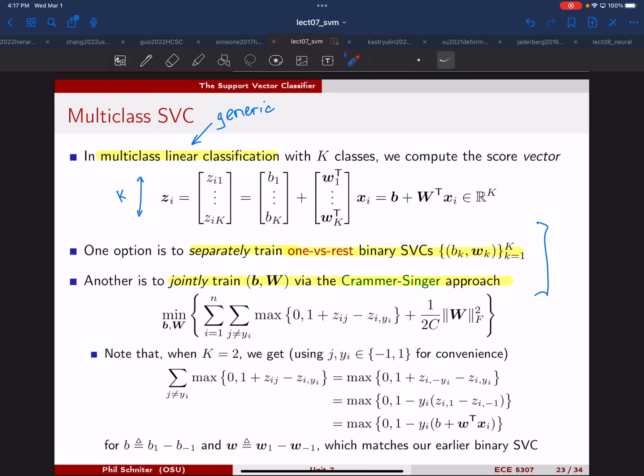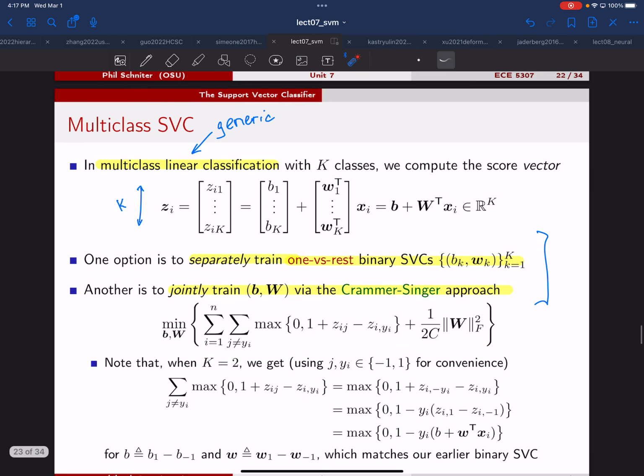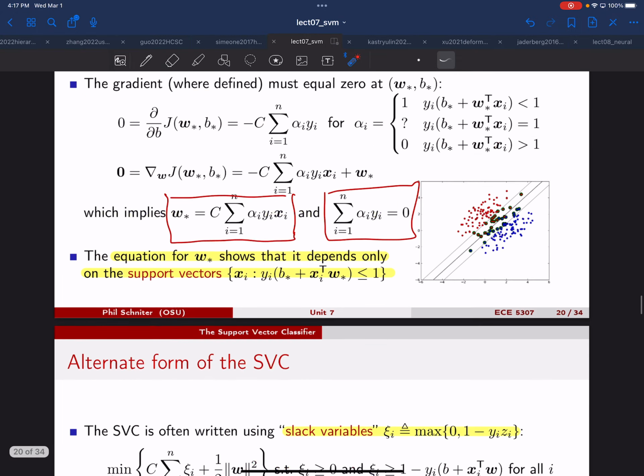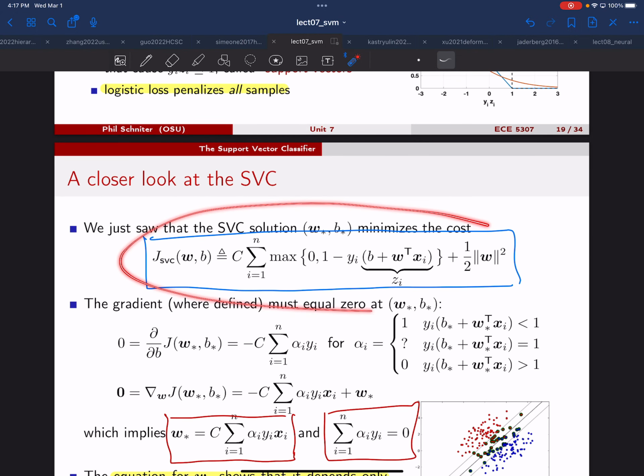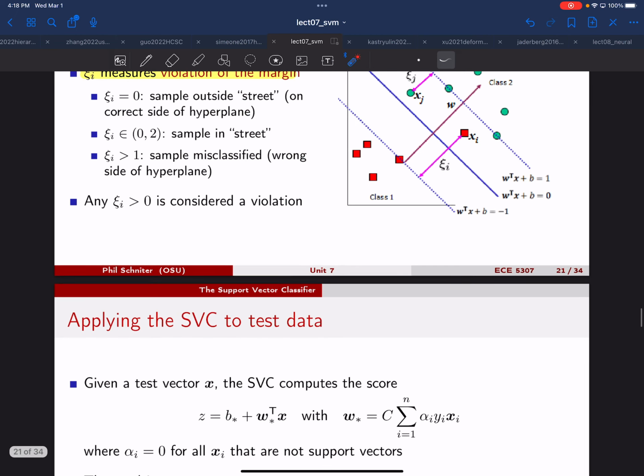Okay, so when you look at this, it's not so different from what we had before. This is what we had before in the binary case. This is a vector 2-norm, and you have a sum over the training samples, you have your C, and you have this max of 0, 1 minus yi zi. Okay, so now let's look at this.